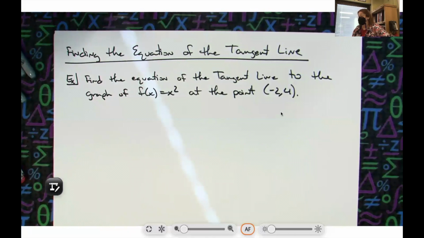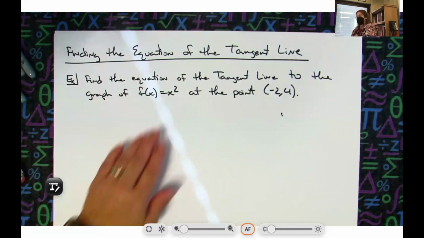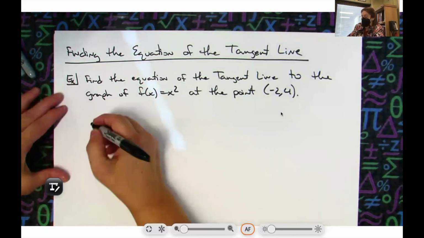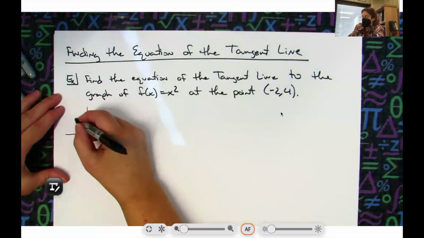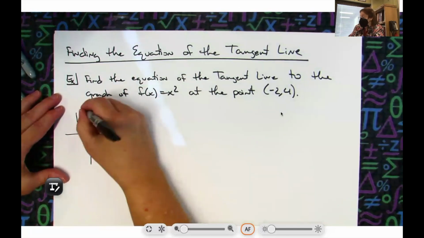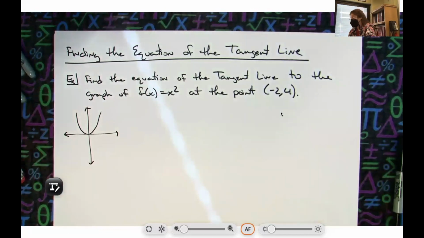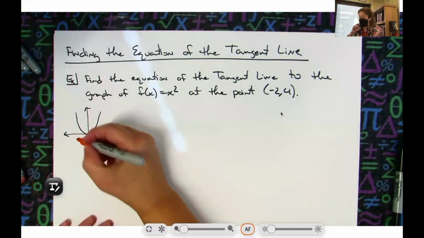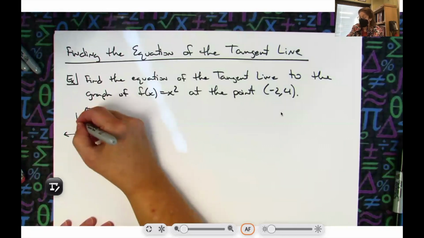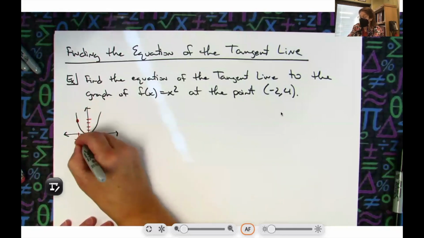Now, first of all, I want you to get a visual, I want you to wrap your head around what this is asking you to do. My function is x squared, right? We all know what that looks like. It's an upright parabola. The vertex is at the origin. So basically, I've got an upright parabola, and at the point negative 2, 4. So negative 2, and then 1, 2, 3, 4. Let's just say that there's negative 2, there's 4.